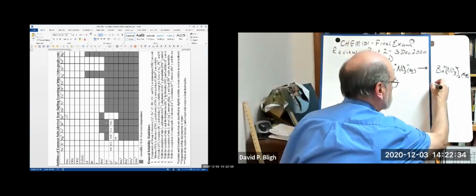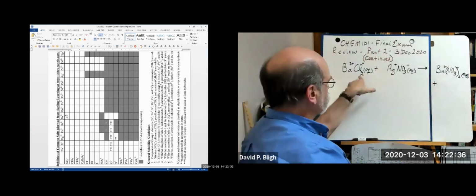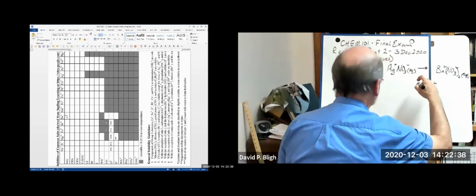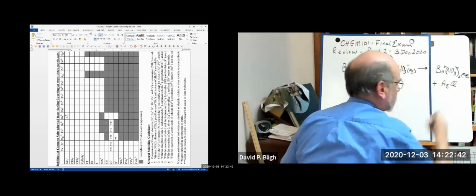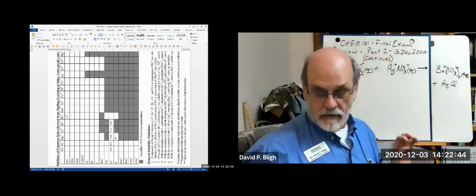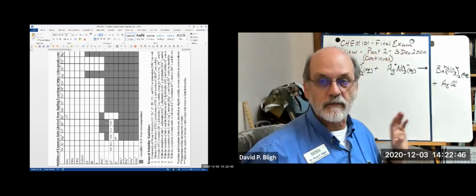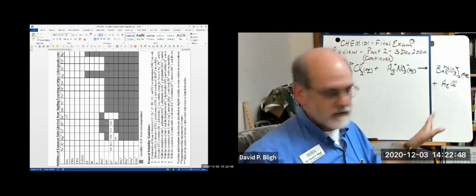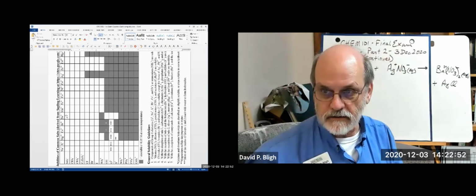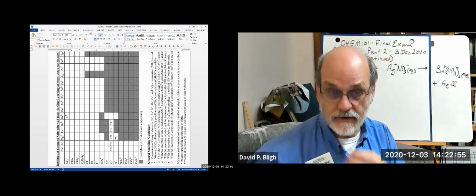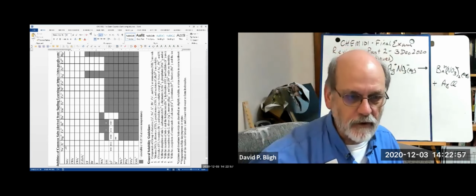Then we have to say silver with chlorine. Silver chloride. +1 charge silver, -1 charge chlorine. That's written correctly. But we need to know, is it soluble or is it precipitate? Is it a solid? So we look silver, which is, where is it?